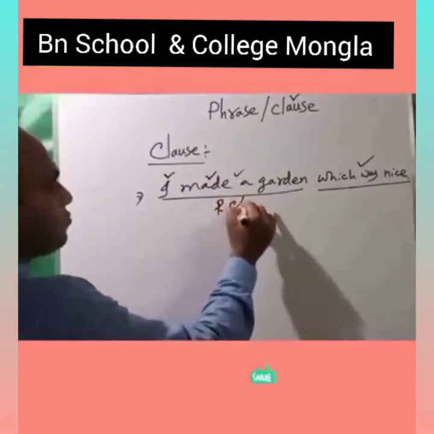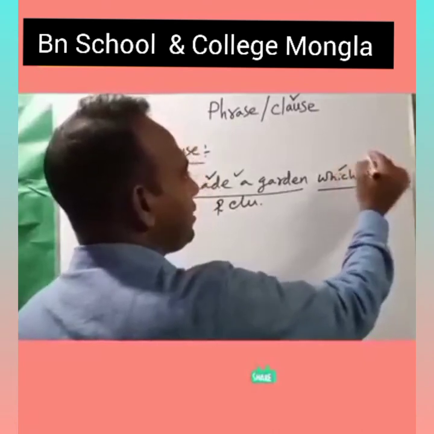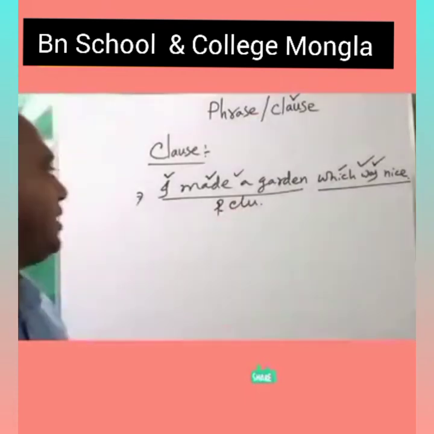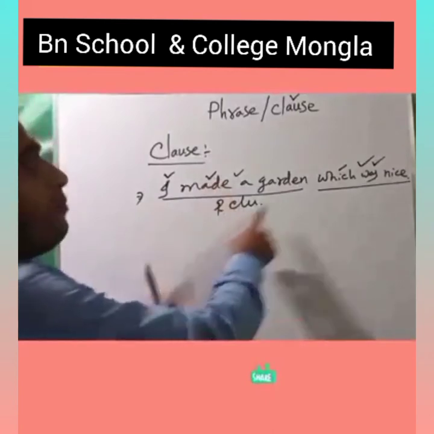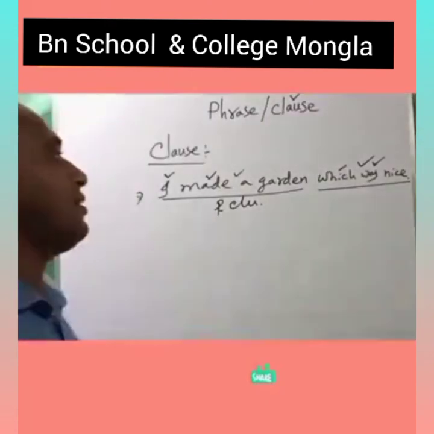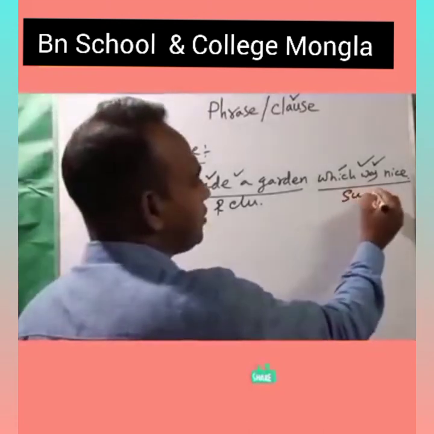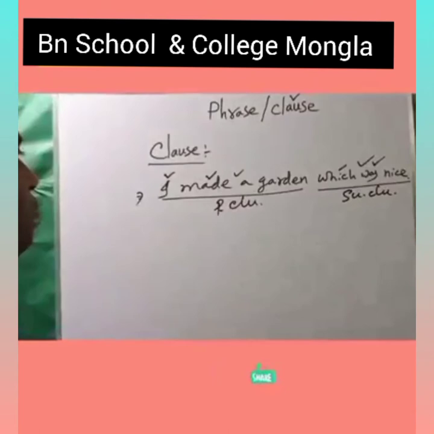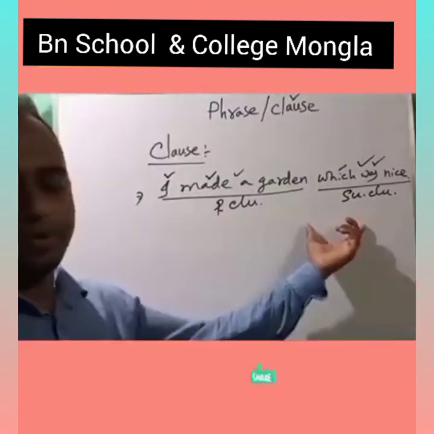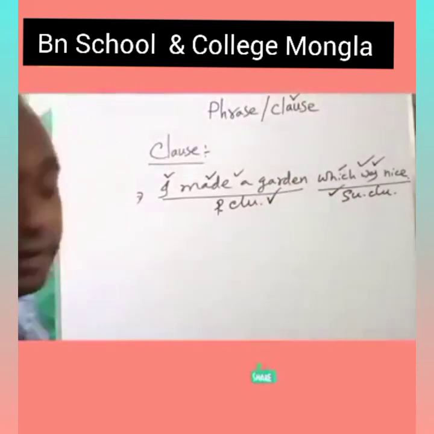So this is a principal clause. Which was nice: in this portion, the relative pronoun works as a subject, and there is a verb. Also, this is a finite verb, but the difference between the clauses is that this clause can express its meaning completely, but this clause can't express the meaning completely. To express the meaning, it has to take the help of the principal clause. So this clause is a subordinate clause. I hope you have got the idea. You have got the difference between principal clause and subordinate clause. Actually, every single part of a sentence is a clause. Now we'll learn the kinds of clauses.